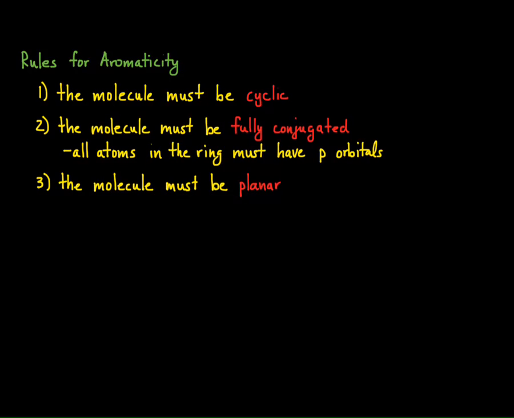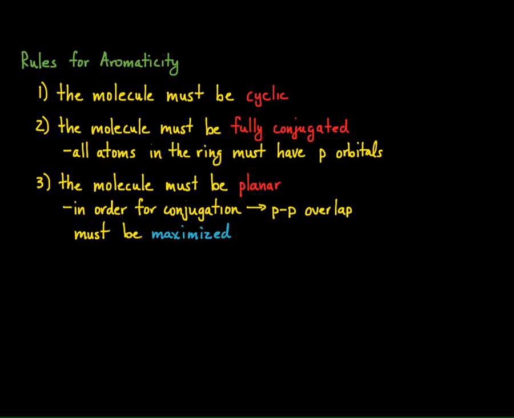And I like to think of rule number 2 and 3 as kind of going hand in hand because in order for a molecule to be fully conjugated, those p orbitals have to overlap, right? So we have to understand for conjugation, p overlap has to be maximized.